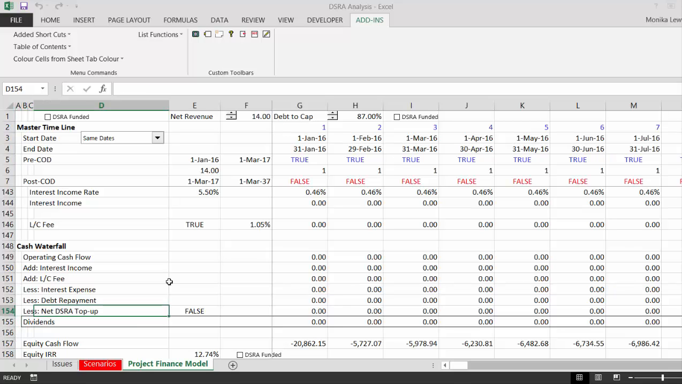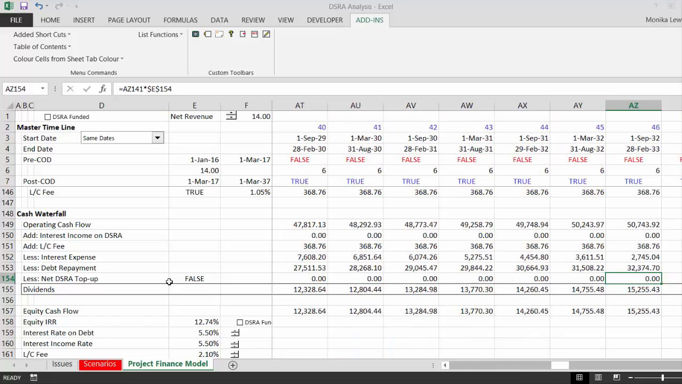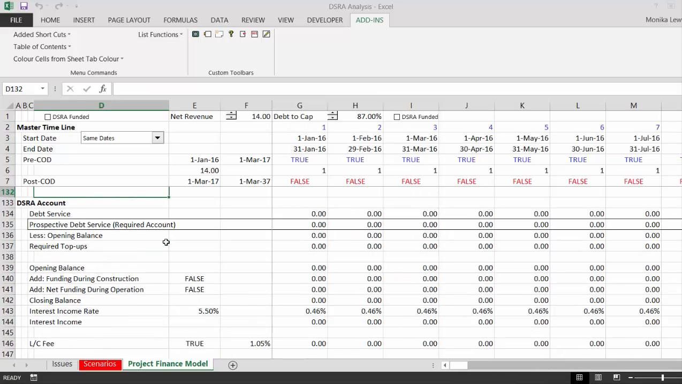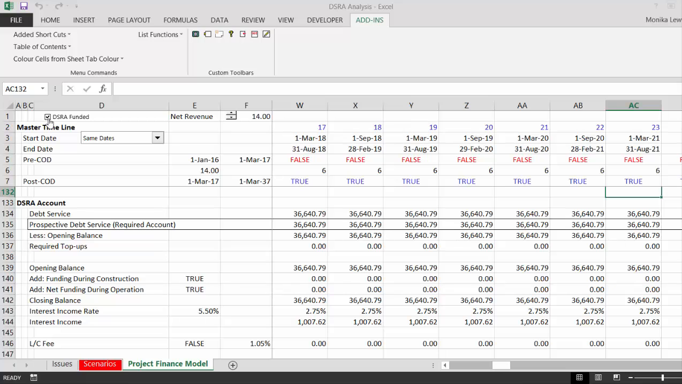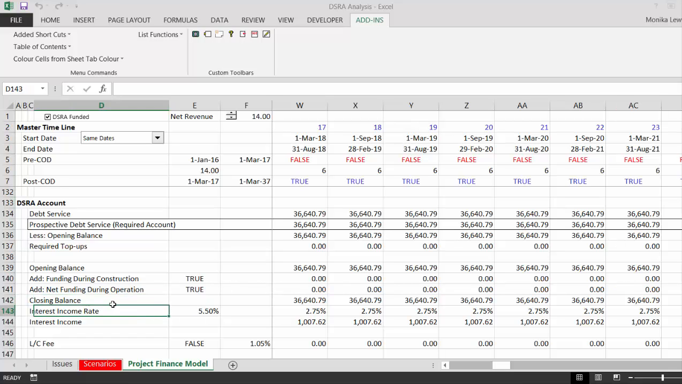Okay, and then we can go down to the bottom. Here we got our cash flow waterfall. Just operating cash flow, added the interest income on the DSRA. Okay, and take away the LC fee. And then at the very end, we have this top up. But this top up that provides the cash flow is only there if we have the funded DSRA account. Maybe I didn't emphasize this enough, but if the DSRA is funded, then we go past our COD date and look at all of those.